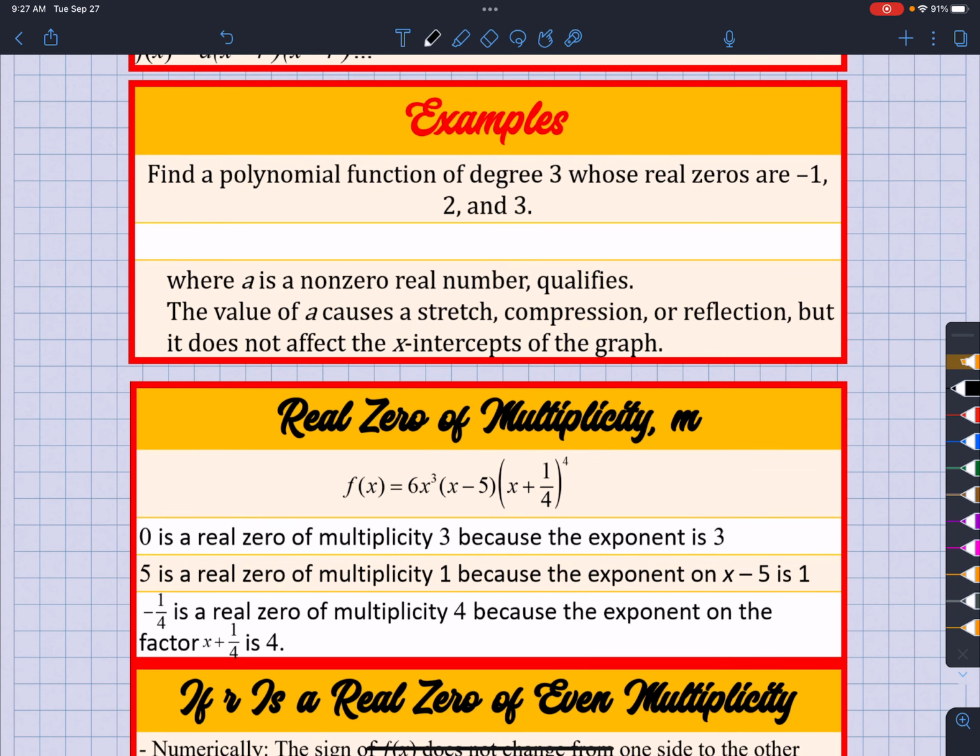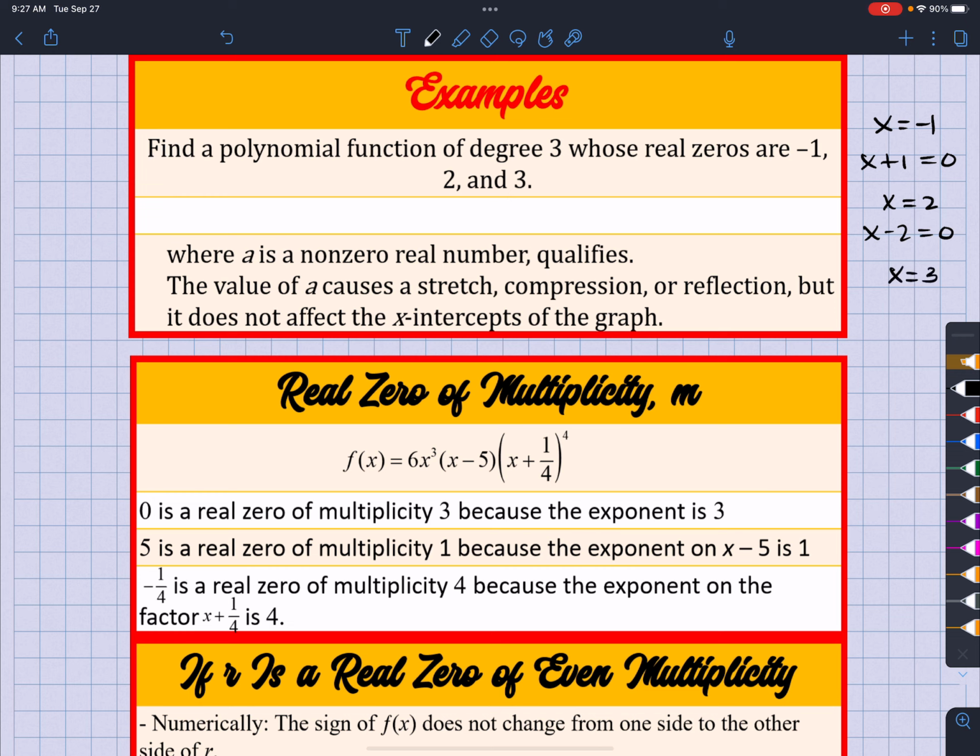That means that the real zeros, which are the x-intercepts, are at -1. So that means x is equal to -1. To go backwards to find the equation, I would bring the -1 over to the left side with the x. So I'll have x plus 1 is equal to 0. It's also 2, so x equals 2. If I bring 2 to the other side, it would be x minus 2 is equal to 0. And it's also 3, so x is equal to 3, so x minus 3 is equal to 0.